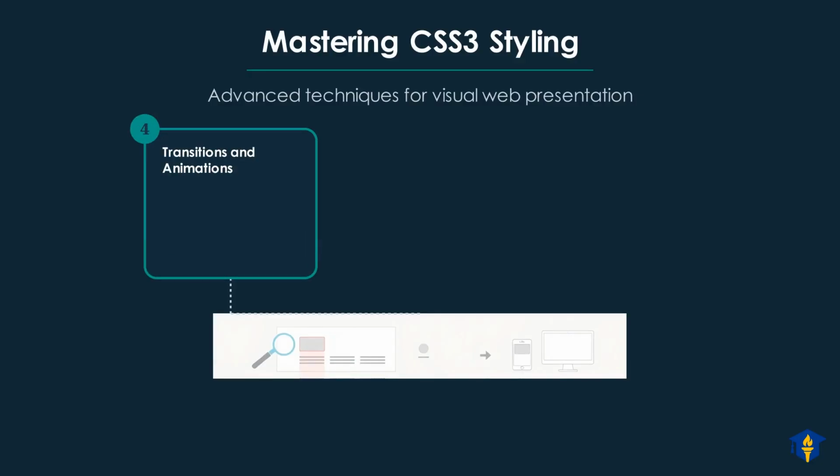CSS3 also enables smooth transitions and animations, adding dynamic visual flair to your elements. These features allow you to add smooth visual effects, such as fading or sliding, to elements over time. They significantly enhance the user experience by making interactions more engaging and visually appealing.